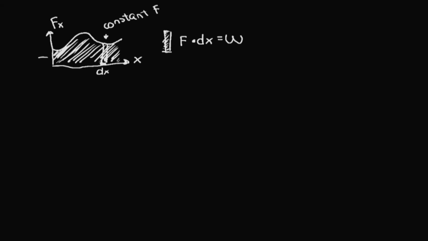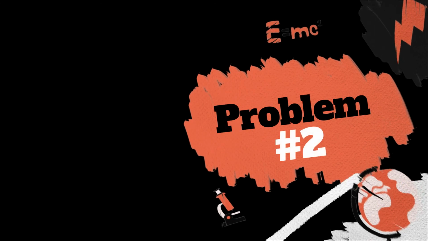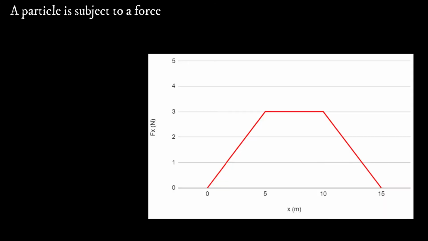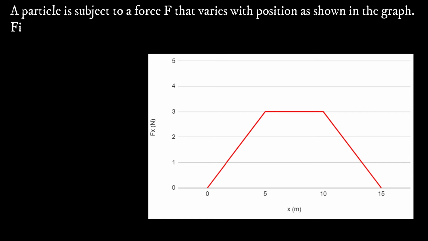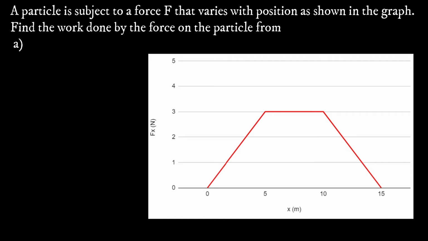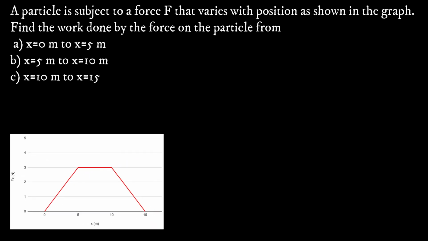So we can jump now to problem number 2. A particle is subject to a force F that varies with position as shown in this graph. Find the work done by the force on the particle from x equals 0 meters to x equals 5 meters, then from 5 meters to 10 meters, from 10 meters to 15, and the total work done from 0 to 15, adding all of those three displacements.